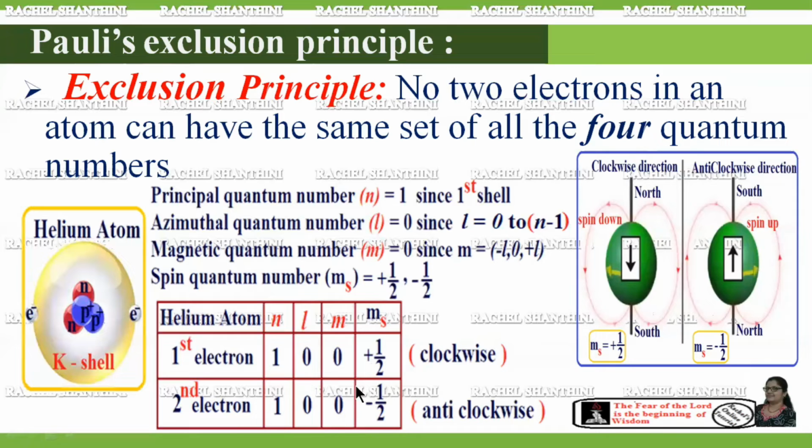So if you look at the values of all the four quantum numbers of these 2 electrons, even though they are present in the same suborbital, the value of n is the same, the value of l is the same, the value of m is also the same. But coming to the spin quantum number, these values differ because of the direction of spin of the electrons. So from this we come to know that no 2 electrons in an atom can have the same set of all the 4 quantum numbers. Definitely at least the value of one quantum number will differ from each other.